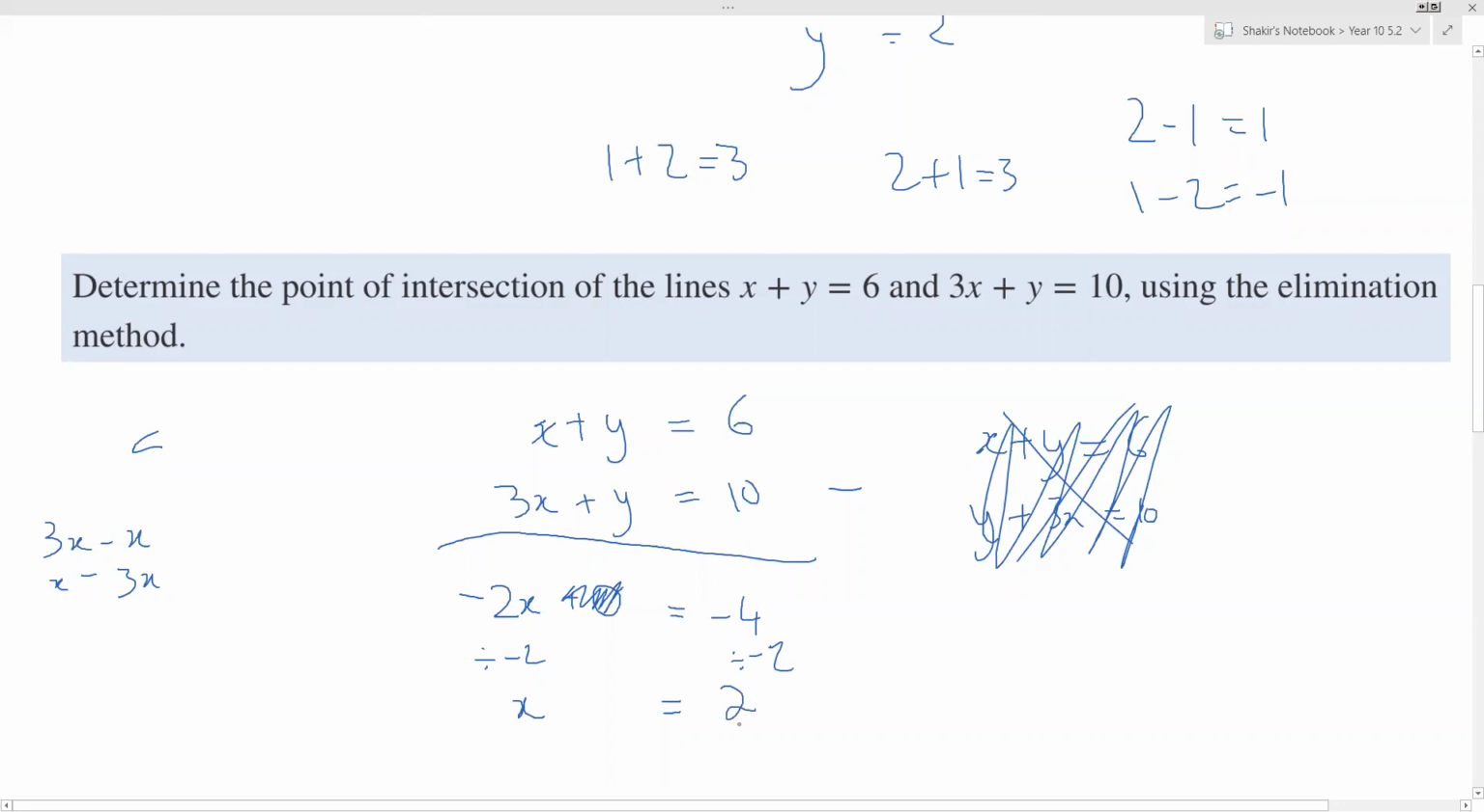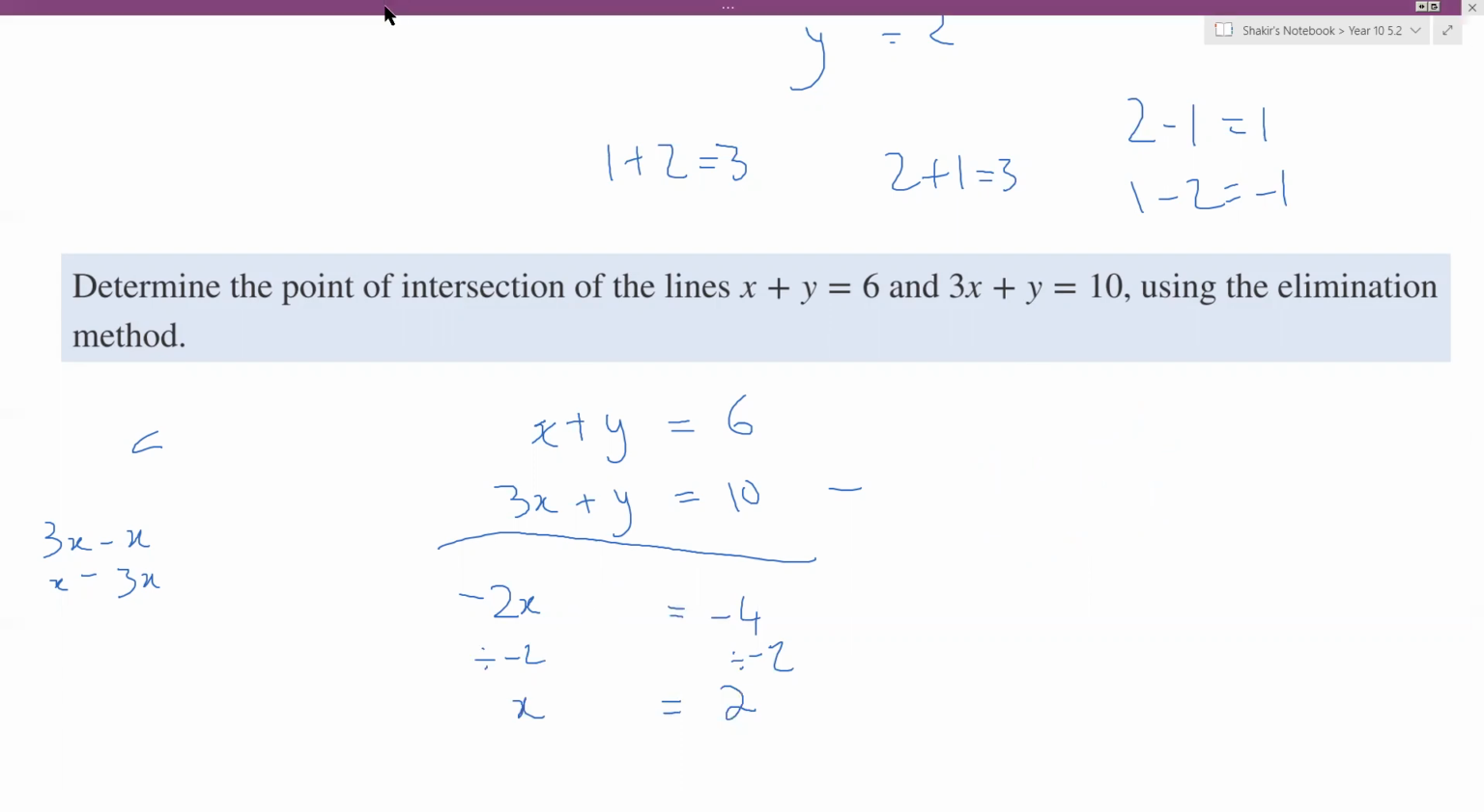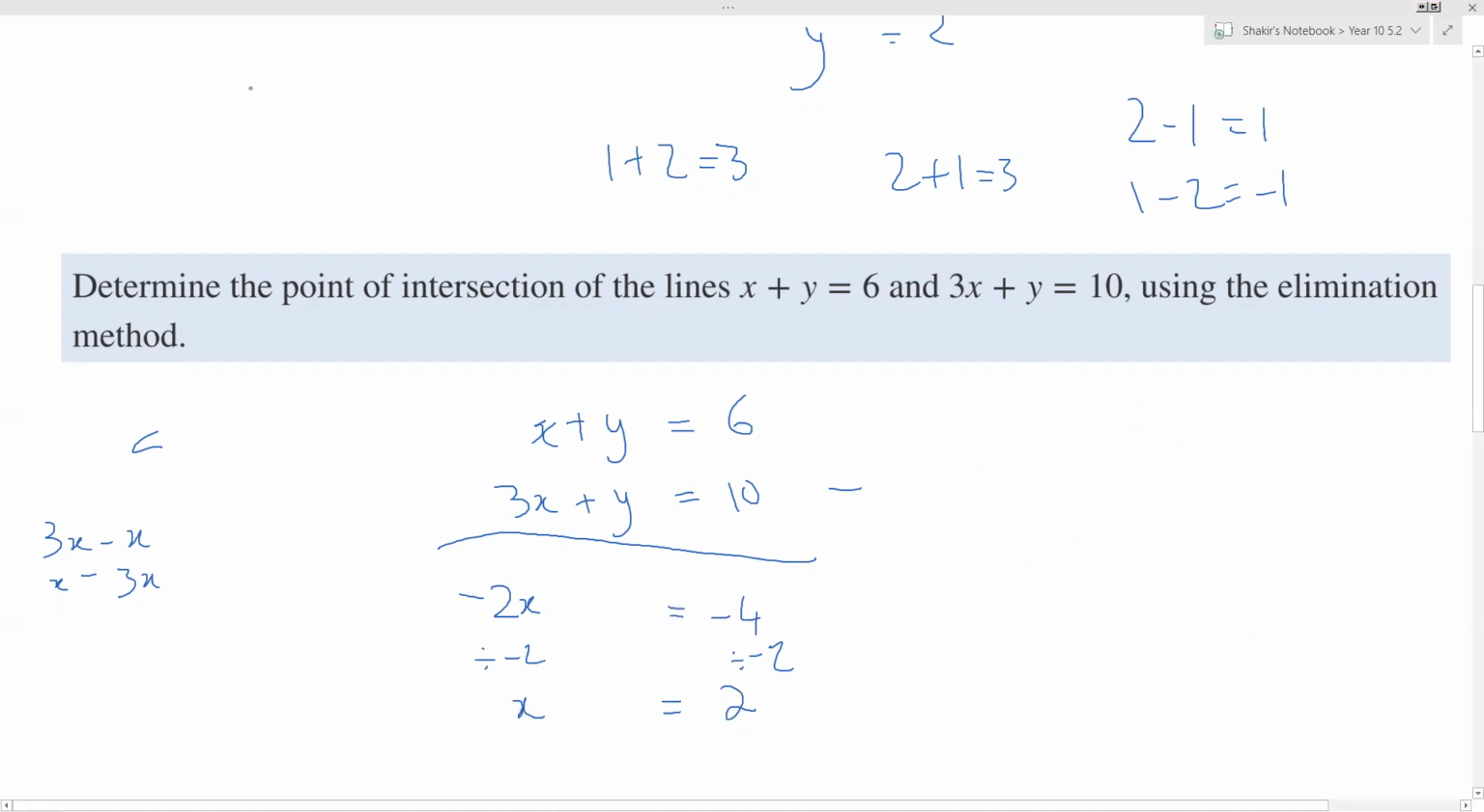Now that you know what your x is equal to, we can substitute it back into either of our original equations to find the value of y. So let's do that. We know x is equal to 2. So I'm going to sub this back in to x plus y equals 6. You could have chosen the other one if you want, doesn't matter. But I'm choosing this one because it seems to be simpler.